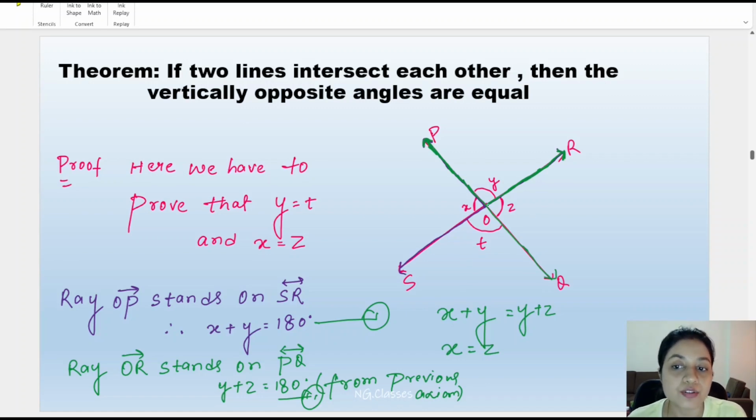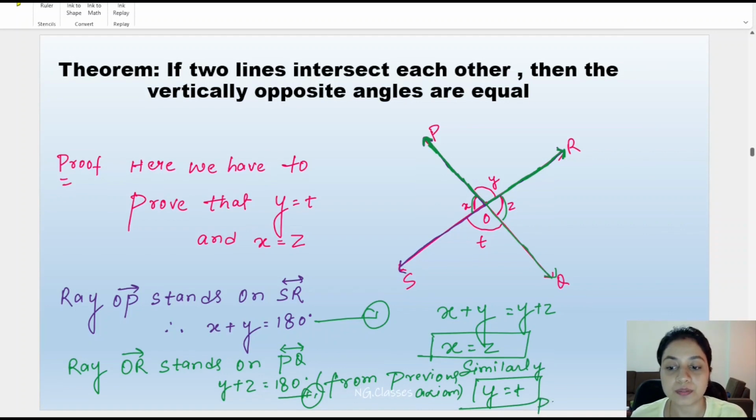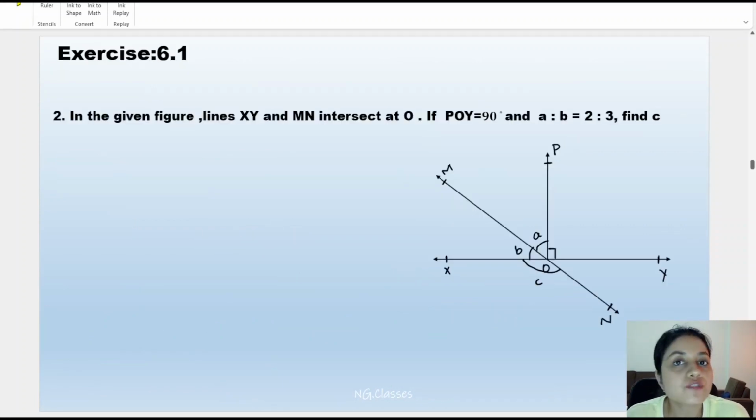Angle X is equal to angle Z and both are vertically opposite angles. Similarly, we can also prove angle Y is equal to angle T and hence we are done. We have proved it. Now let's solve some questions from the exercise.